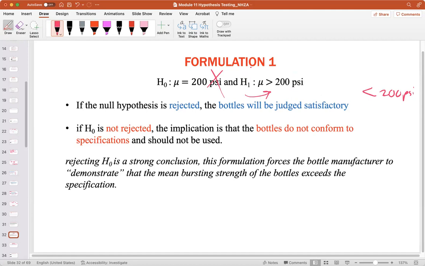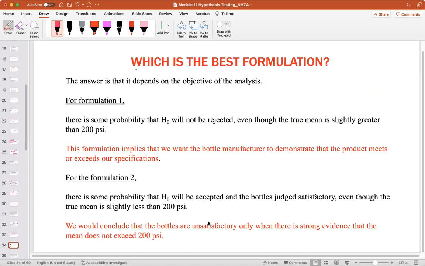Okay. So any questions about that one? Everyone's okay, right? Okay, so which is the best formulation? Is it formulation number one or formulation number two? The answer is up to you. It depends on your objective of the analysis. What are you looking at? Do you care about the bottles being satisfactory or do you care about the bottles not being satisfactory? Do you care about your clients? Do you care if the bottles explode in your client's face? Depends on what you're looking at.